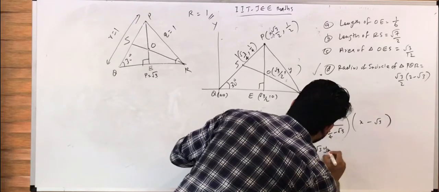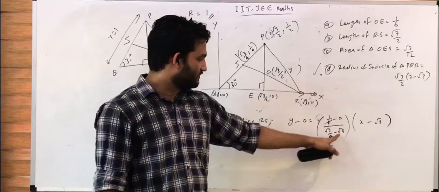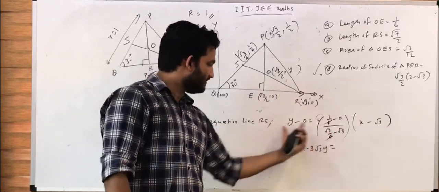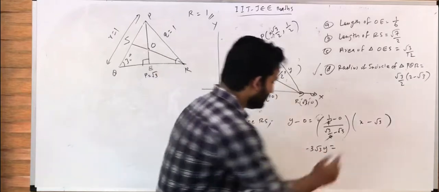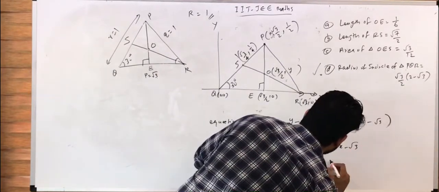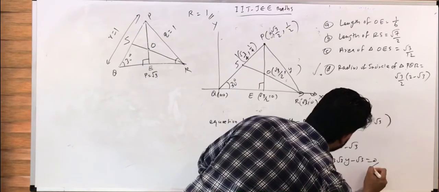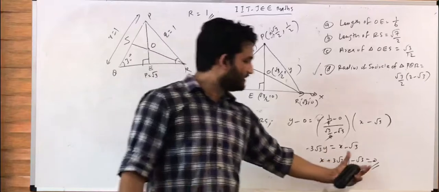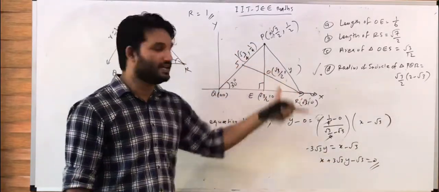minus 3 root 3 y, because the 4 and 4 cancel. 3 minus 4 root 3 becomes minus 3 root 3, which will come here on the left hand side. So here x minus root 3. So that is x plus 3 root 3 y minus root 3 equal to 0. This is the equation of the line RS, the equation of the median.